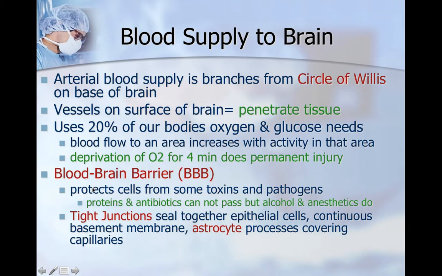Our brains do have a blood-brain barrier, which protects your cells from toxins and pathogens, and proteins and antibiotics cannot pass through the blood-brain barrier, but smaller chemicals such as alcohol and anesthetics can. Tight junctions seal together your epithelial cells around your brain in a continuous basement membrane. Astrocyte processes cover the capillaries.